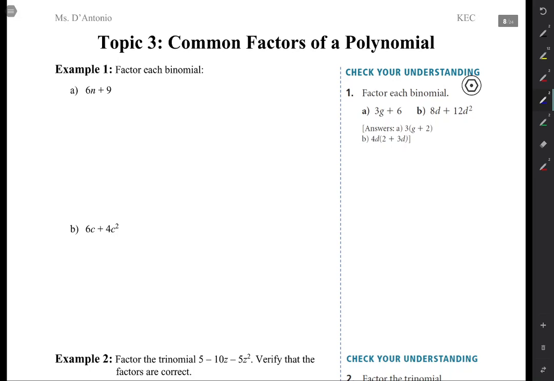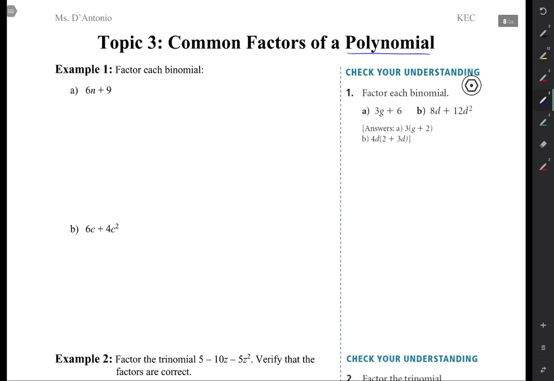In topic 3, we're going to now start factoring polynomials. So we're going to look at common factors of a polynomial. There's a lot of new words here. The first new word is polynomial. You might remember this from grade 9.